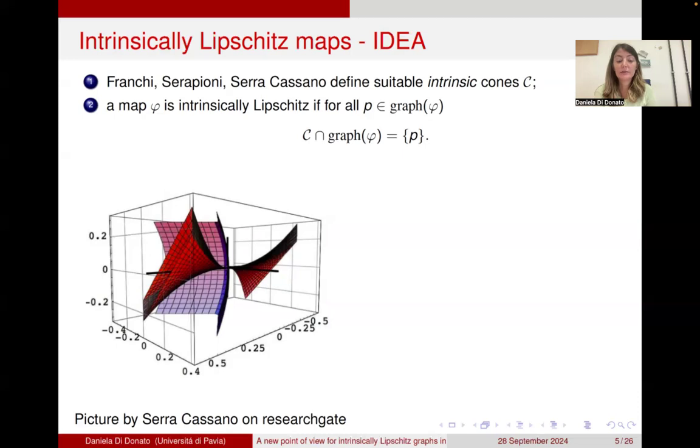In the picture, there is H1, the model case, the first Heisenberg group, which is R^3 with the Baker-Campbell-Hausdorff formula. In the red part, there is an example of an intrinsic cone. In the blue part, there is an example of an intrinsically Lipschitz map.